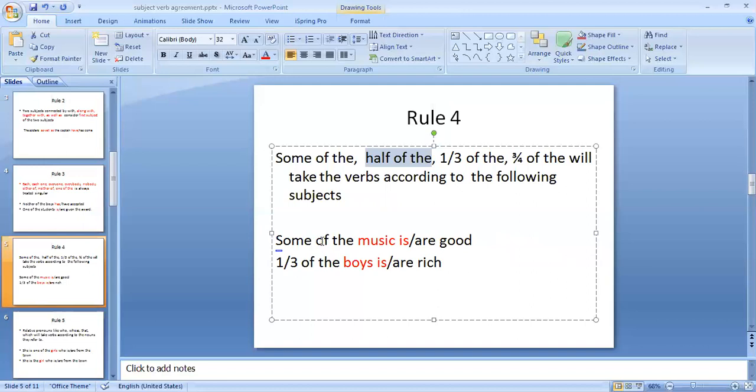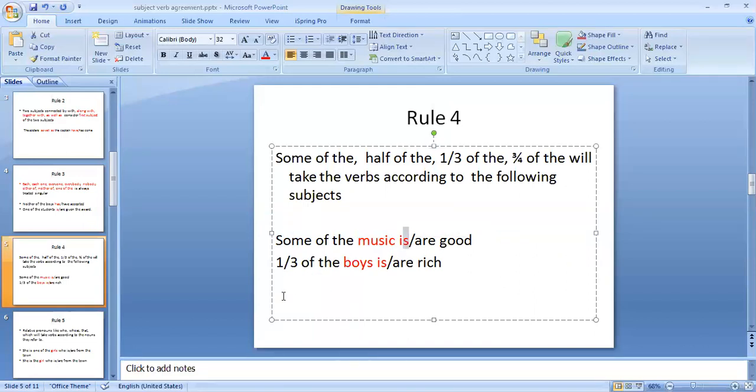The subject starts with some of the. And what is the following thing? Music. Music is a singular form. Yes, music is an uncountable noun and also a singular form in number. So based upon the following subject, this will decide what the verb is. So some of the music. Okay. So some of the music is singular.